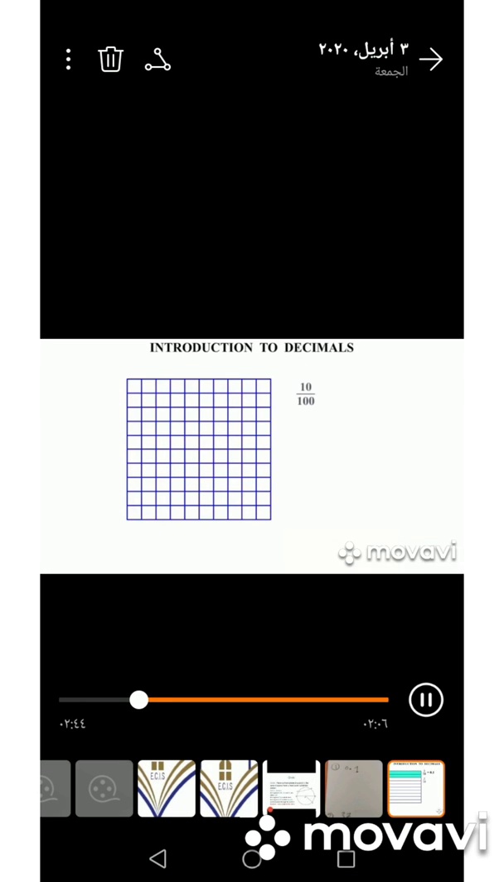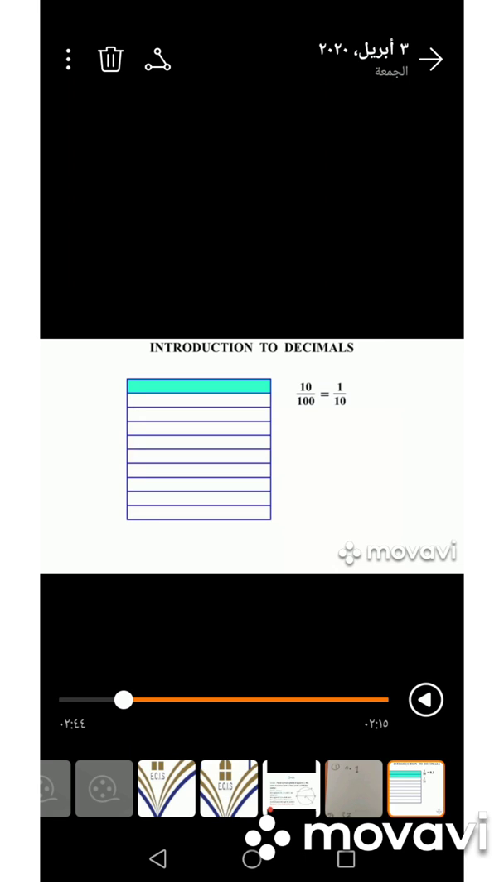Pay attention, guys. If we have the fraction 10 hundredths, the shaded part now is 10 out of 100. So our fraction is 10 hundredths. Concentrate now with me. This space is the same as 1 out of 10 spaces. So 10 hundredths equals 1/10. So we have two equivalent fractions.